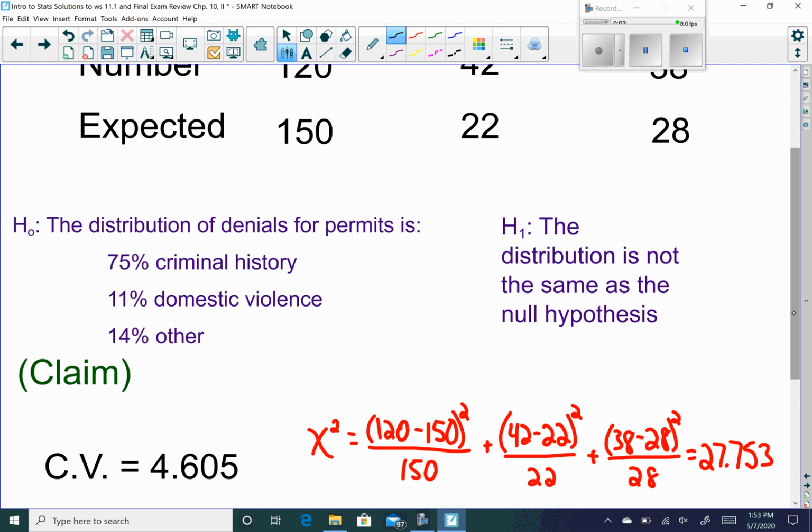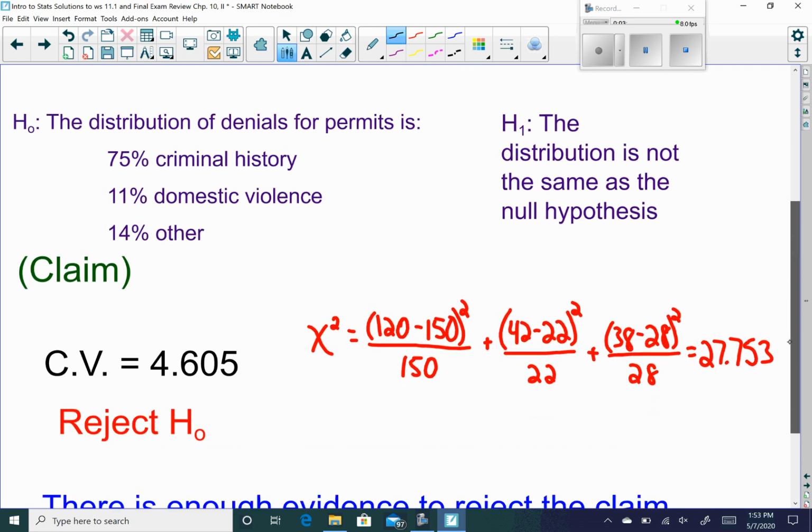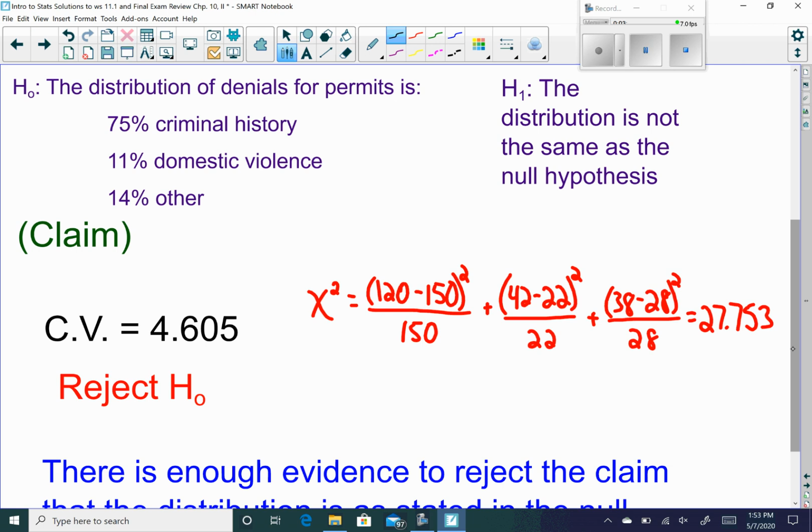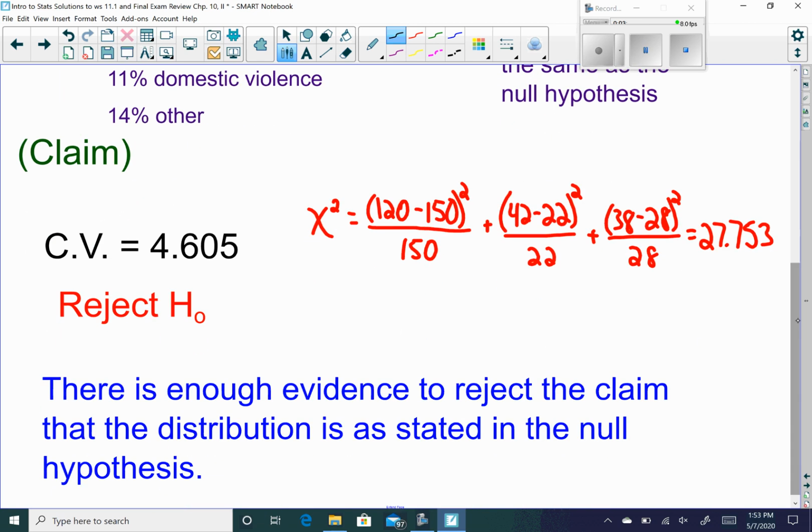Degrees of freedom, again, are 2. So we get a critical value of 4.605. Chi-square turns out to be 27.753, much larger than the critical value, so we definitely reject the null hypothesis. So we would say there is enough evidence to reject the claim that the distribution is as stated in the null hypothesis. All right, guys, so that wraps everything up.